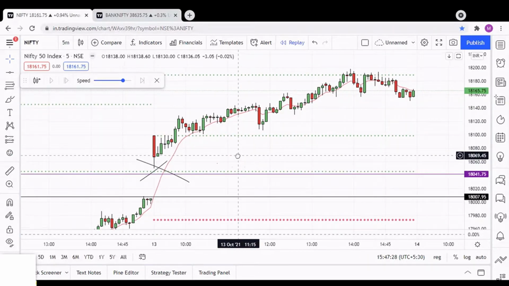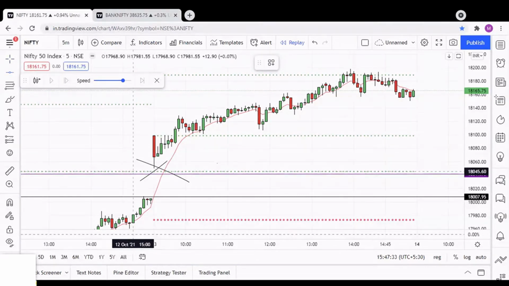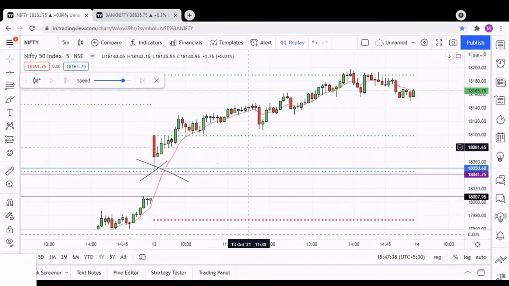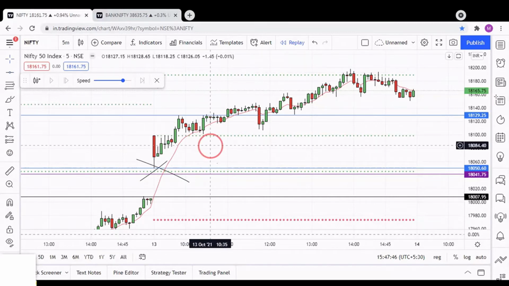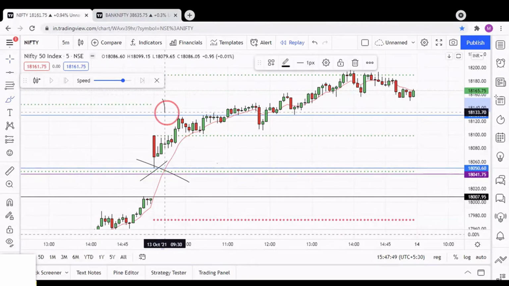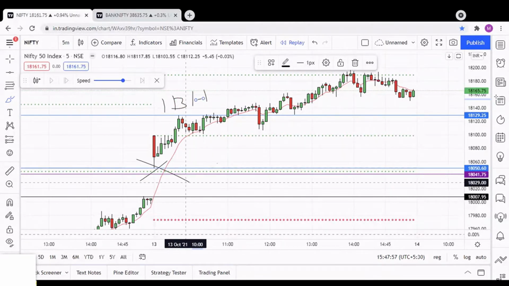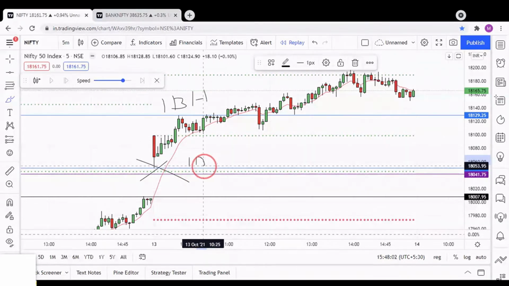And now let us mark the first 1 hour high and low, that is initial balance high and initial balance low. This is initial balance low, and this is initial balance high, IBH. This is IBL.